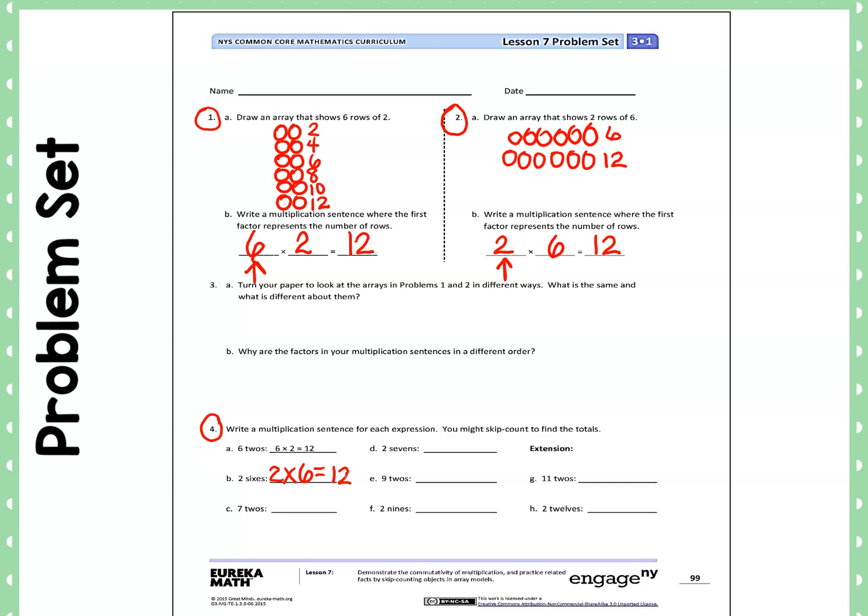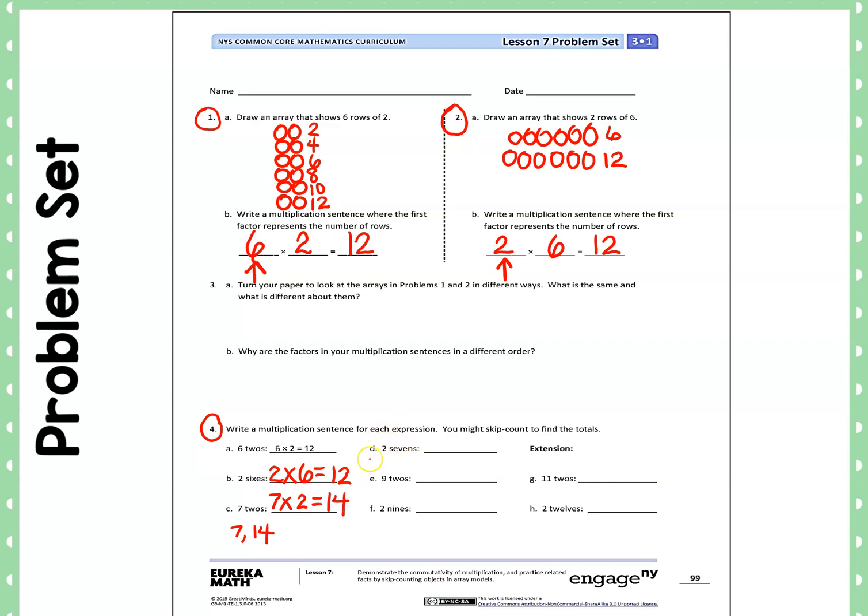Okay, let's look at 7 2's. For 7 2's, it's the same as saying 7 groups of 2, or 7 times 2. Okay, I don't know that one, so I'm going to go ahead and write my skip count. So we're going to skip count by 7 2 times. I'm going to write this underneath. So we have 7, 14. Didn't need to go very far, so 7 times 2 equals 14.